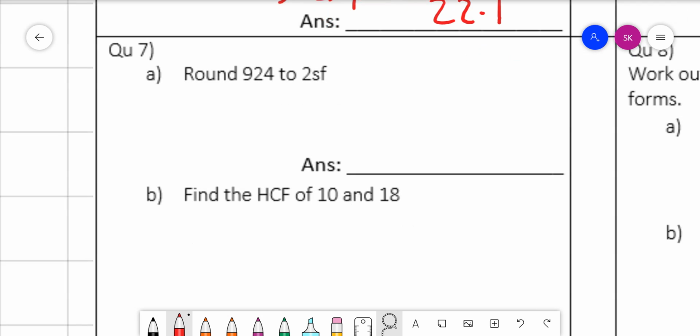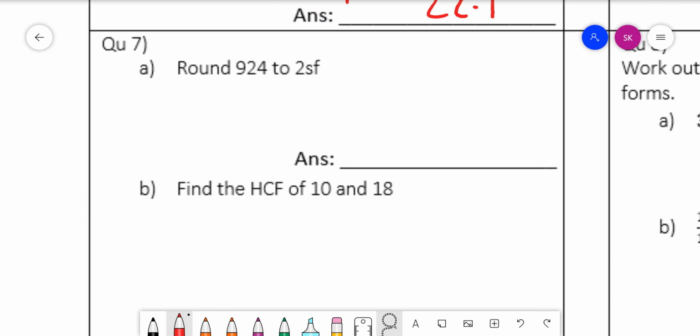Question 7a says round 924 to 2 significant figures. So the first significant figure is here, the second one is the 2, which means 4 is the decider. It's a weak decider because 4 is less than 5, which means the 2 stays the same and the 9 stays the same. But remember, we have to include zeros up to the decimal point because we don't want to change the value of the number too much. We just want to make it a bit easier to deal with. But 920 is the answer.